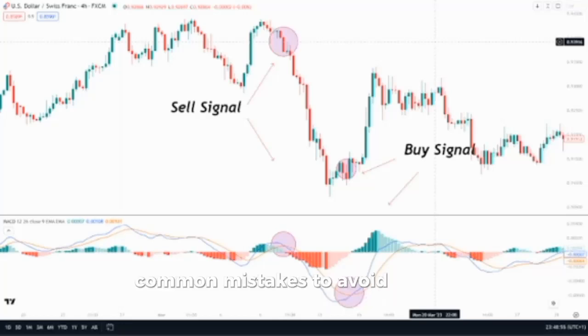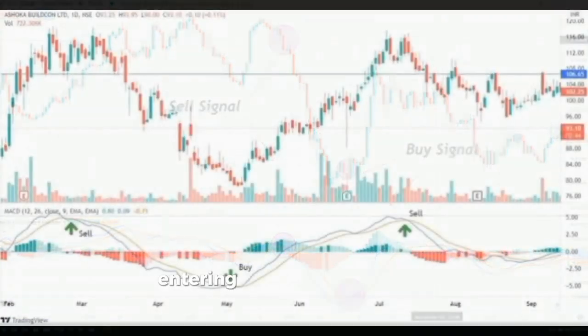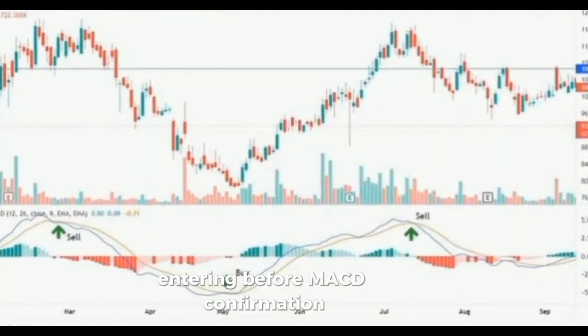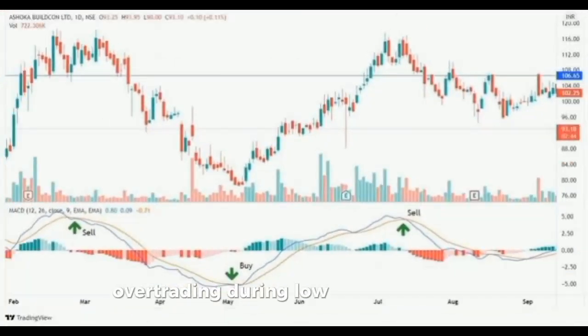Common mistakes to avoid. Trading during sideways markets. Ignoring stop-loss rules. Entering before MACD confirmation. Overtrading during low volatility.